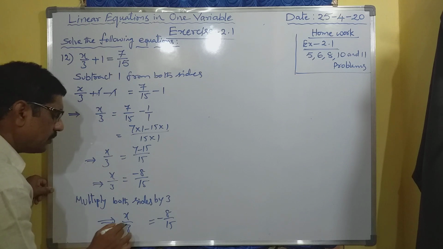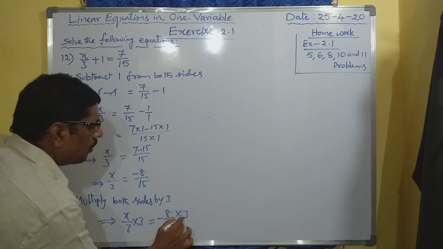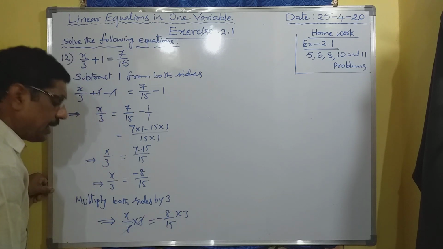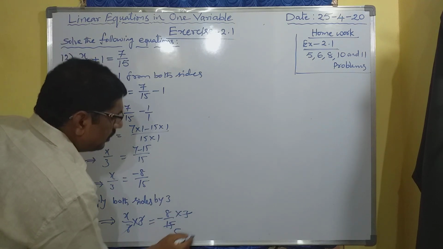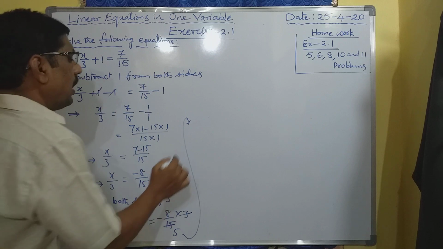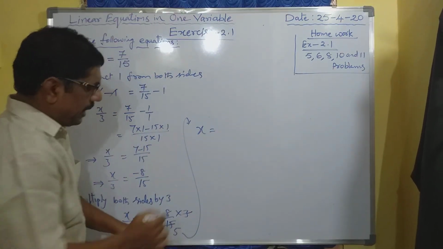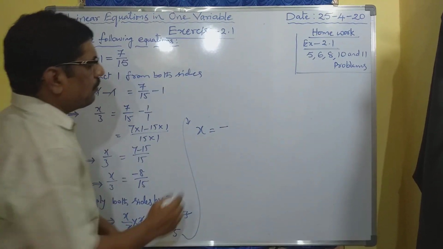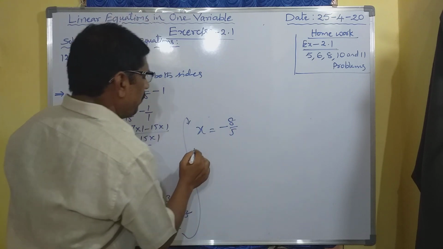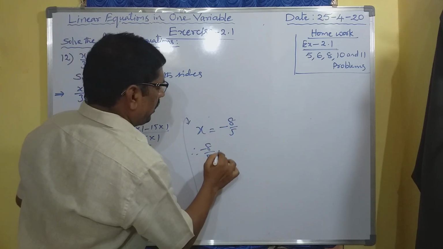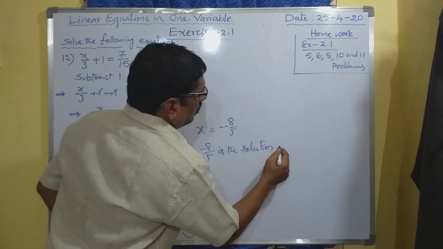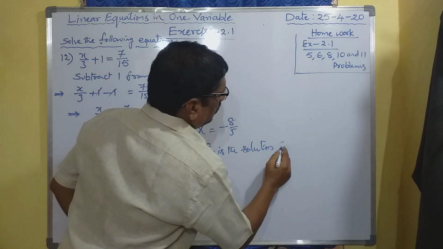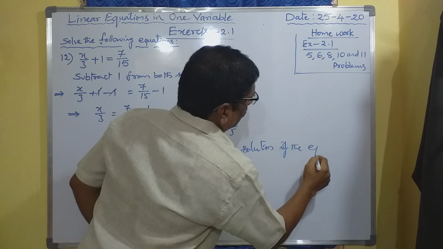Let us multiply 3 on both sides. Then here 3 will be cancelled from the numerator and denominator. Here 3 fives are 15. Then what is the answer? Look at this. x is equal to minus 8 by 5. Therefore, minus 8 by 5 is the solution of the equation.